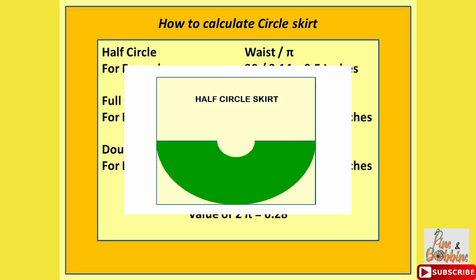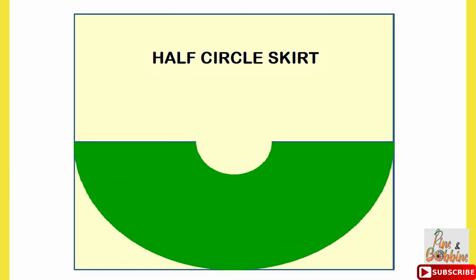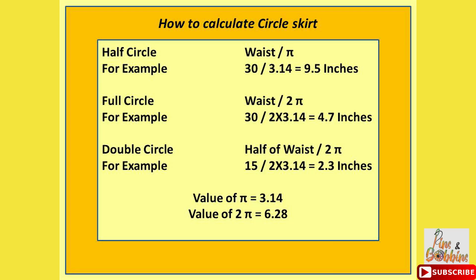For making a half circle skirt, we need to divide our waist measurement by pi, and the value of pi is 3.14, which is standard. So for example, if the waist measurement is 30 inches, dividing 30 by 3.14, we'll get 9.5 inches. So we need to take the waist measurement for a half circle skirt as 9.5 inches on fabric.